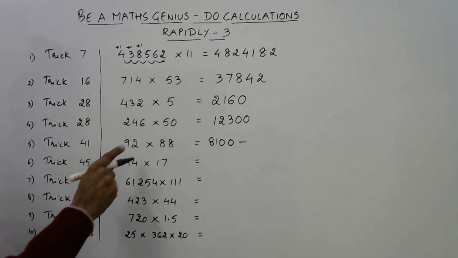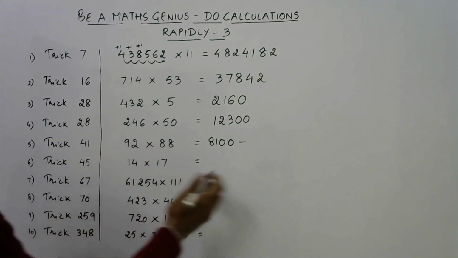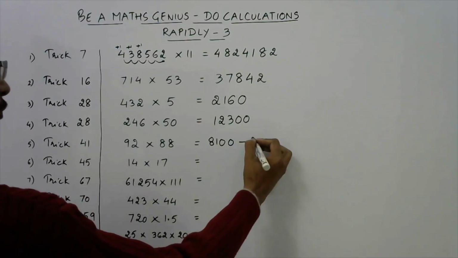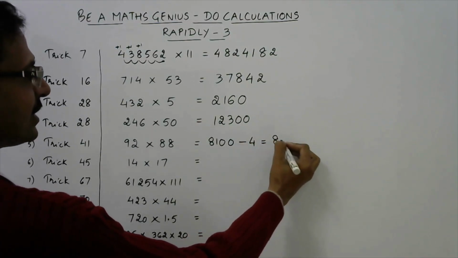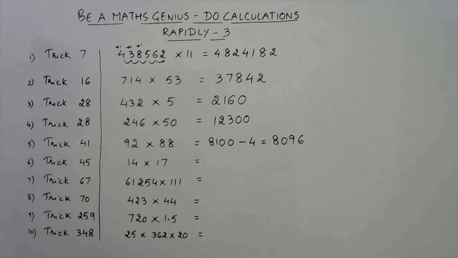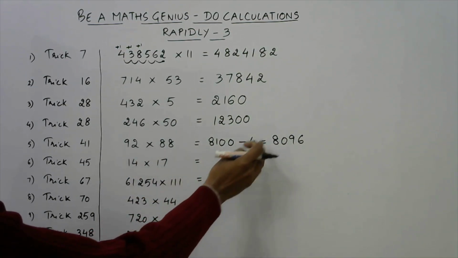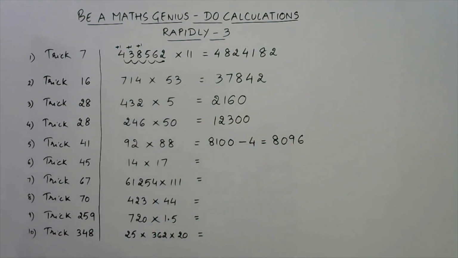Difference is 2. 2 here and 2 this side. That means total difference is 4. So just subtract 4 from this. You get 8096 as the product. So you have to take the square of the intermediate number and subtract the difference from this. This applies only when the numbers differ by 4.